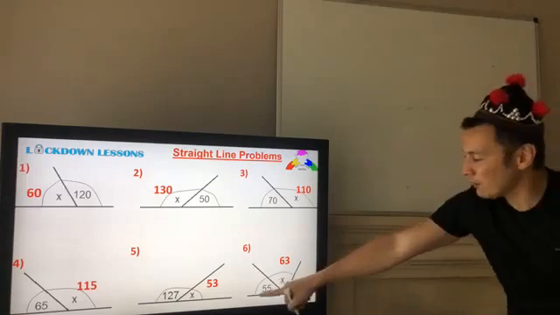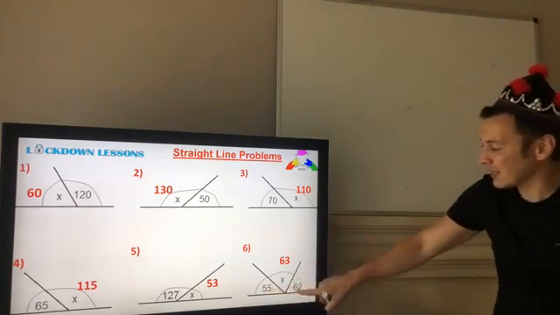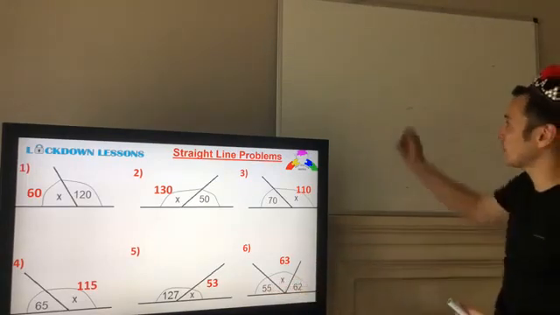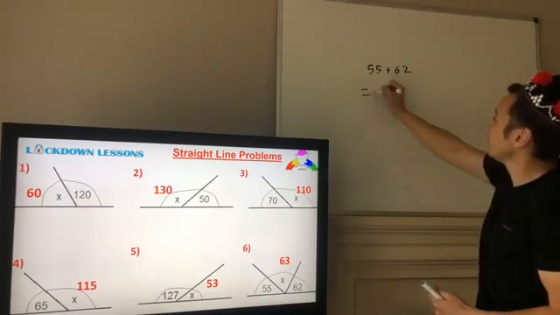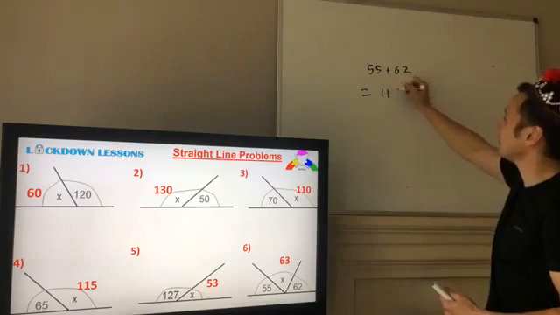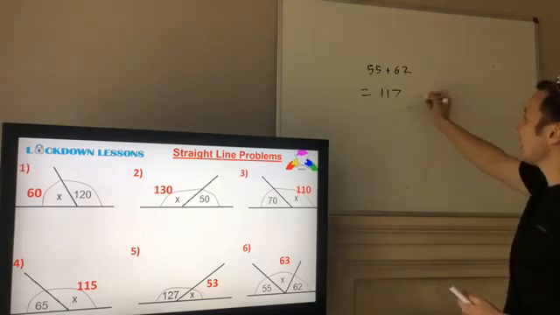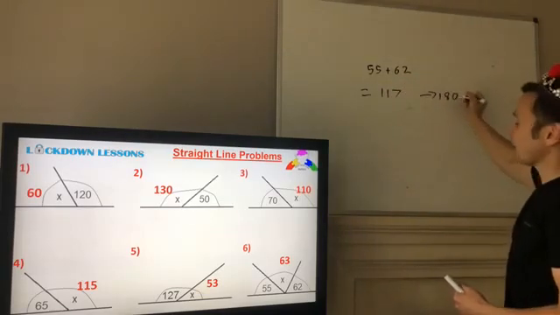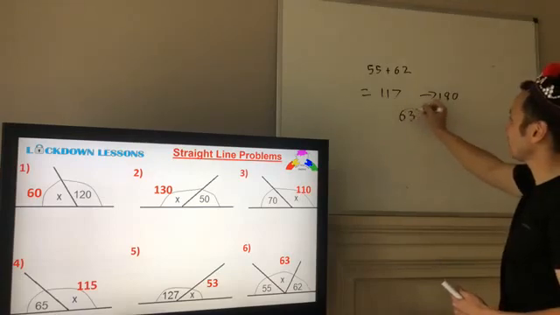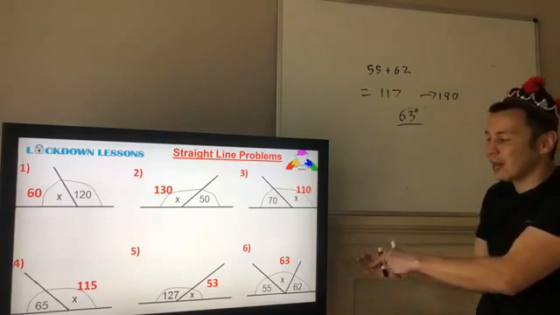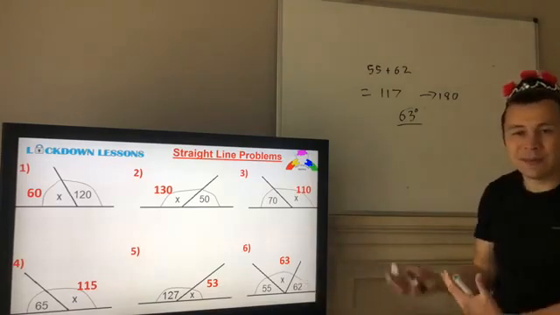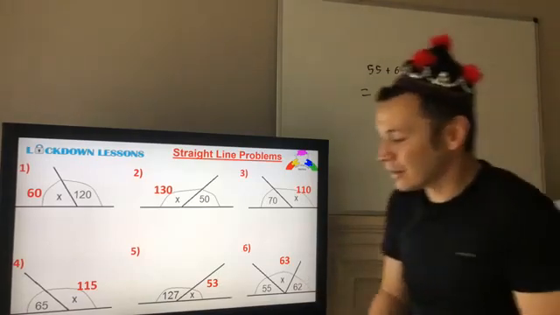So this one here, if I was doing this one, I would add together 55 and 62 first. So I do 55 plus 62, which gives me 117, and then I get to 180 from there, which is 63 degrees. Okay, so you can add them together first, rather than just taking away each one. It's maybe a little bit easier. Okay, so that's the first.